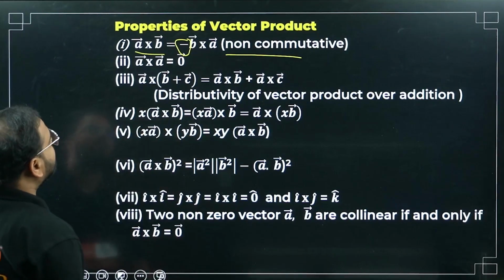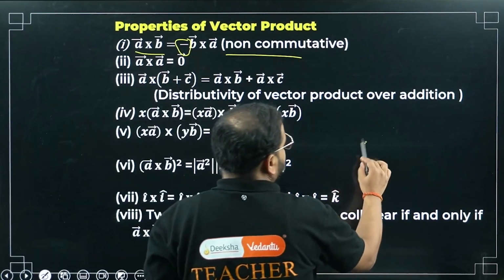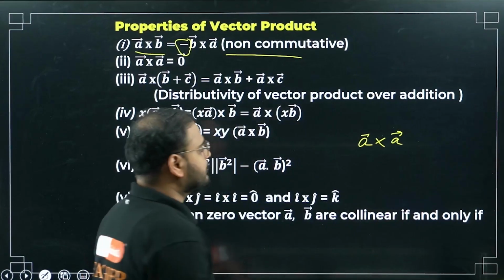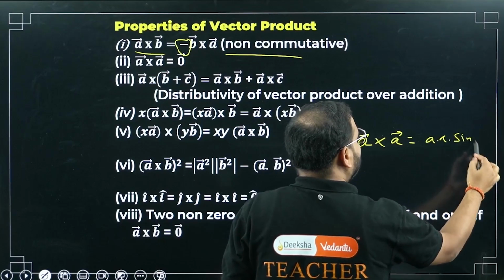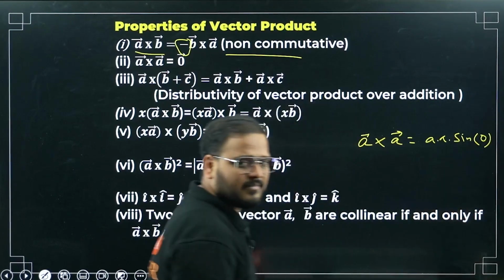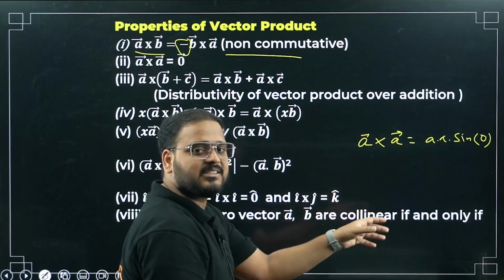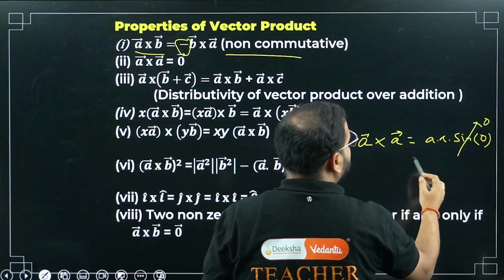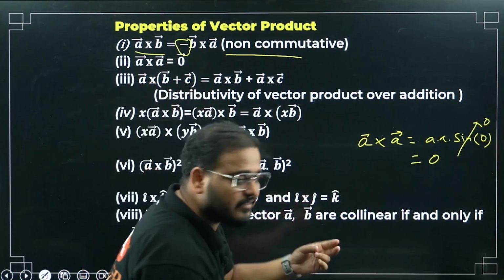Next, if you take the cross product of a vector with itself, check here, a cross a. What's the result? A times a times sine of the angle. What is the angle? 0, right? Vector a is like this, another vector a like this, same direction. Direction same means angle is 0. Sine 0 is how much? This is going to be 0, so this whole thing will be 0. So the cross product of a vector with itself is 0.